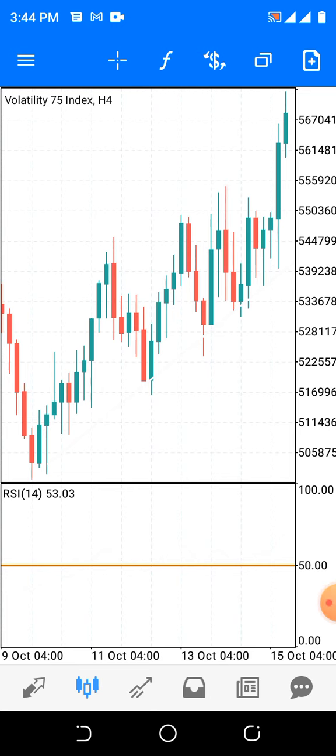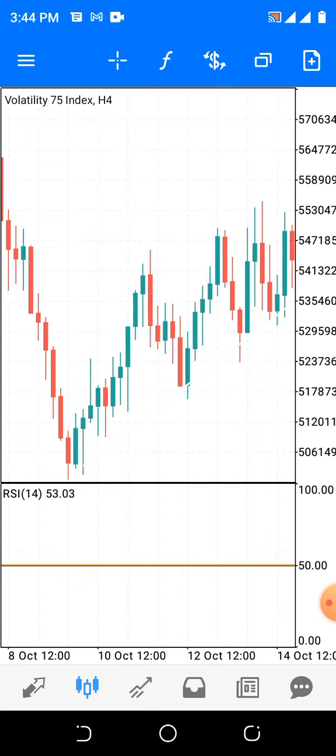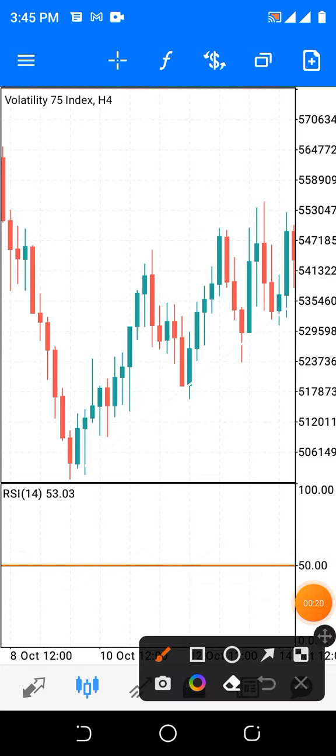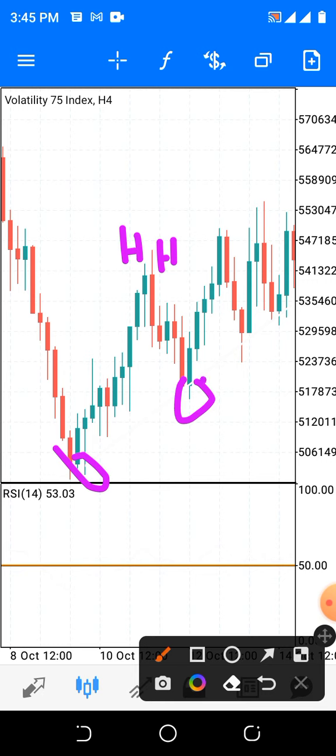Now, what you need is a higher high and a lower high. These are the 2 points you need, in this case: this point and this point. As long as you have this higher high here and the higher low here, that's the only 2 points you need to establish your trend line.